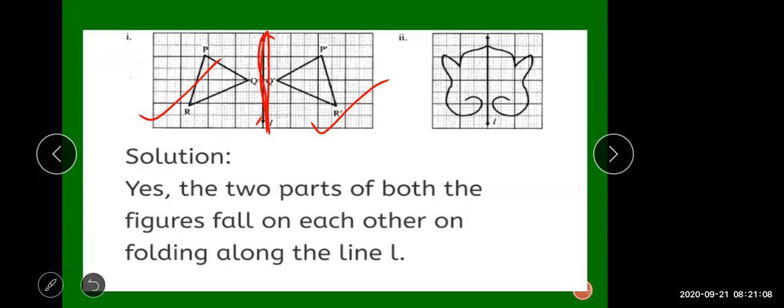Okay, here is the freehand drawing. If you fold this figure along the line L, we will get the same drawing here. So what is the solution? Yes, the two parts of both figures fall on each other on folding along the line L.